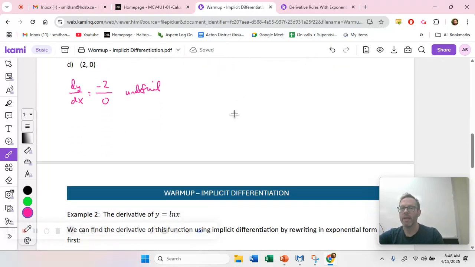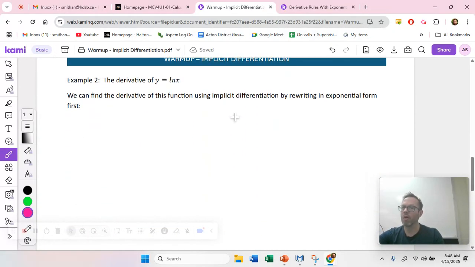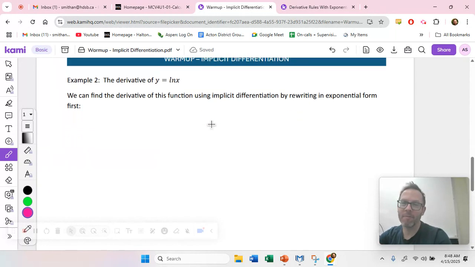But we can use implicit differentiation to kind of quickly and efficiently determine the derivative of the natural logarithm function. Now, I did not do this ahead of time, so I'm relying on the last time I did this many years ago, but everything will be fine. What could go wrong when you improvise?